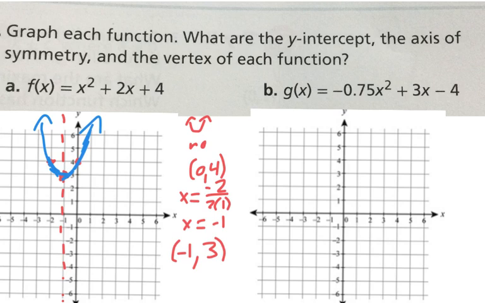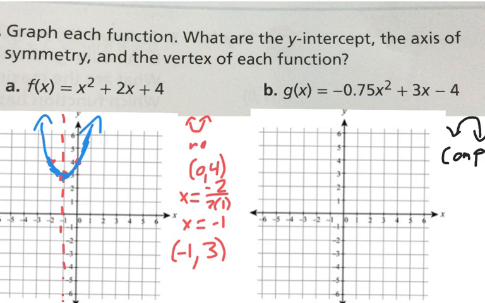Okay. B part, does that open up or down? Down, because it's negative. So I know it's going to open down. Stretched or compressed? It's going to be compressed by 0.75. Again, I'm just making myself little notes because I don't have a lot of room on my paper. You should have more written out than I have written out. Any questions about opens down or compressed? Is everybody good with both of those?